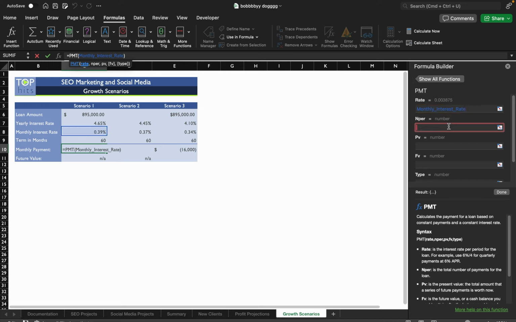And then after that, we're going to use the NPER, which is the total number of payments for the loan. Then we can go here, term in months. So it's going to be 60 payments.